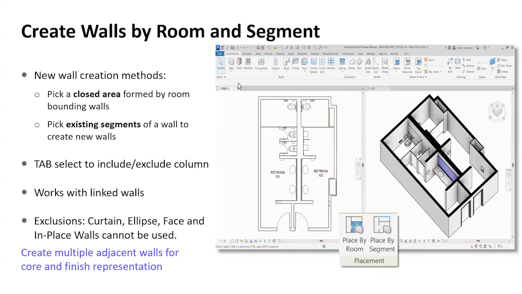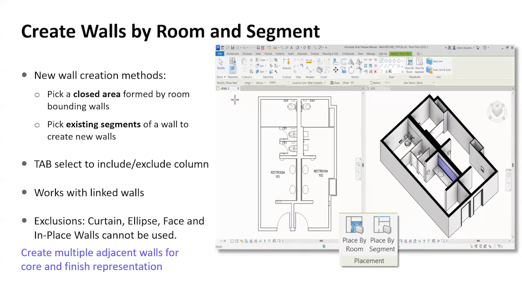So create walls automatically by selecting an area bounded by room bounding elements. Walls can also be created by selecting individual segments. You can use the tab key to include or exclude intersecting columns.